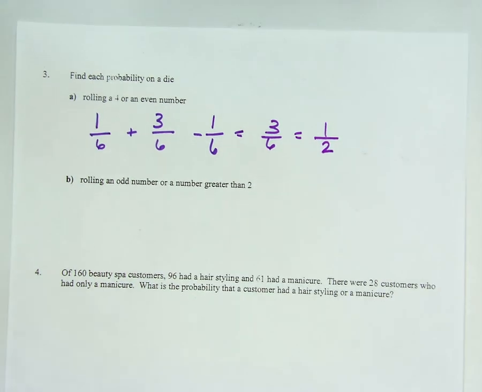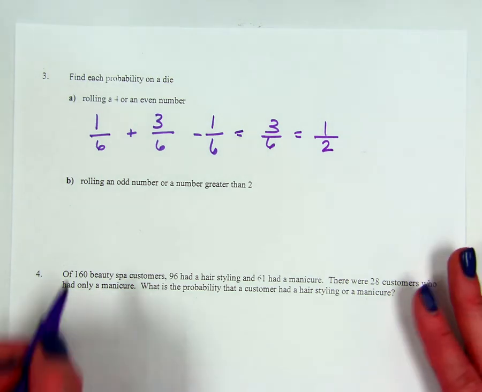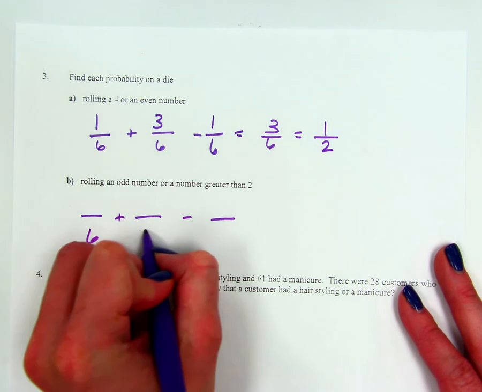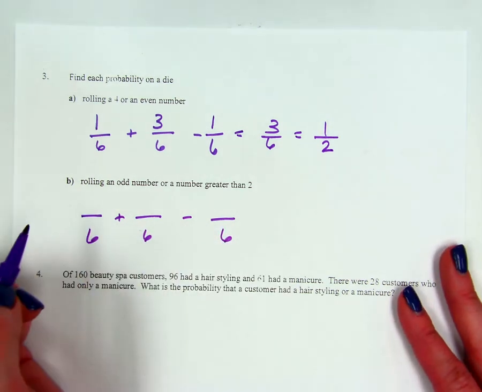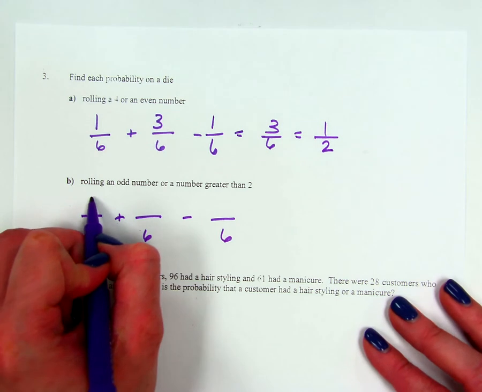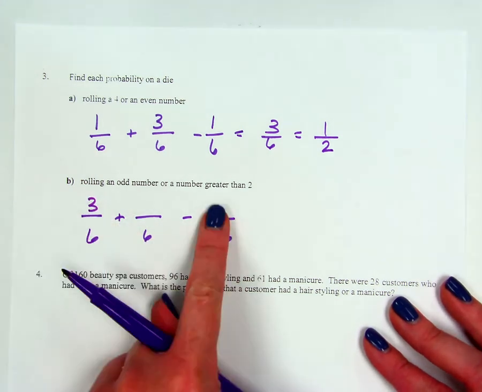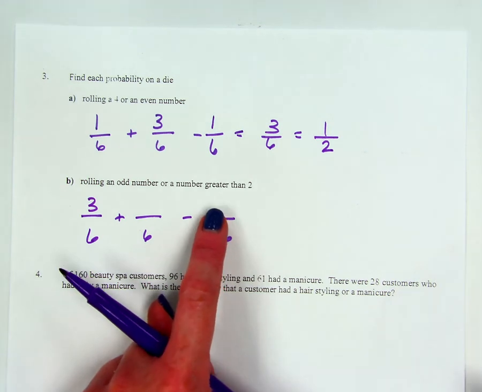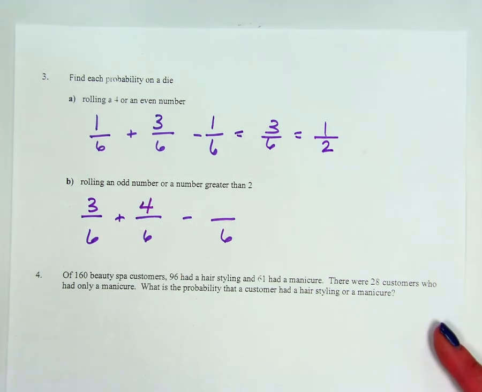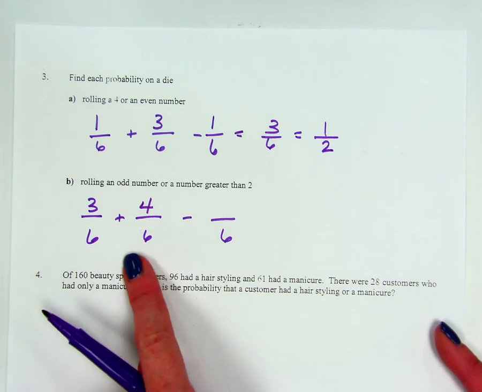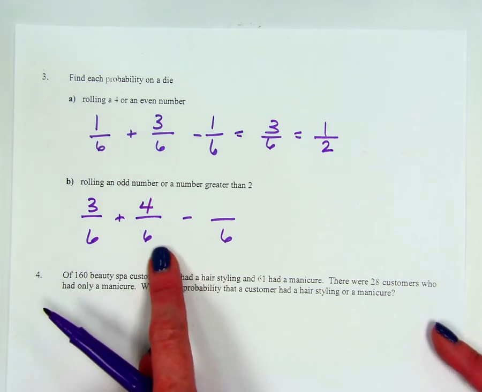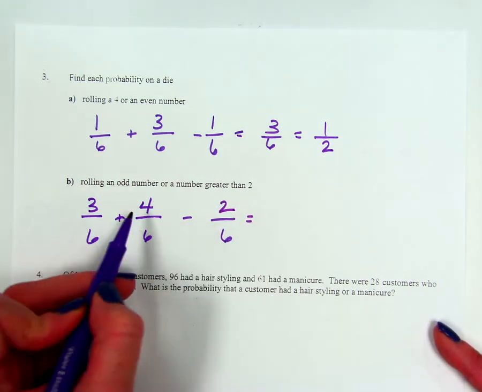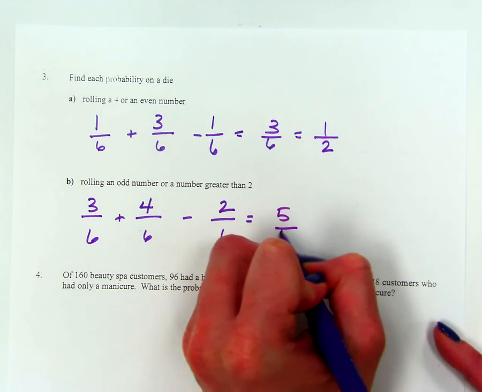Same thing again for B, rolling an odd number or a number greater than 2. So we'll start with our 6 in the bottom. Rolling an odd number, again, that's a 1, 3, and 5, so that's 3 options. A number greater than 2 excludes 1 and 2, so that gives us 3, 4, 5, and 6. That's 4 options. And then we're going to subtract both: an odd number that's greater than 2, so that would be 3 and 5, which gives us 2 options. When we combine all of those together, we end up with 5/6.